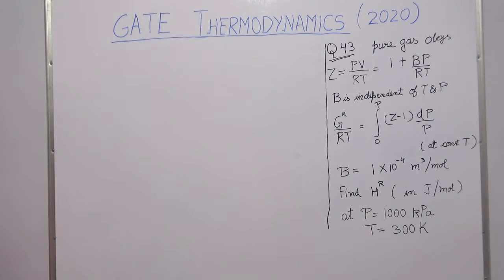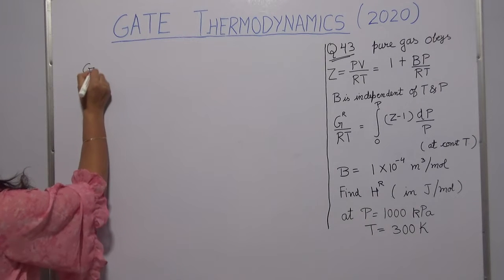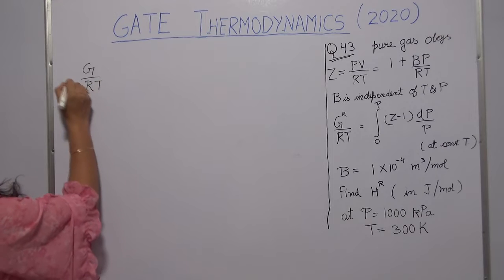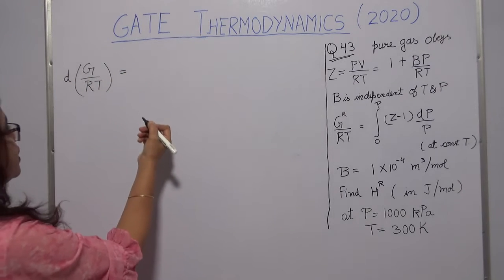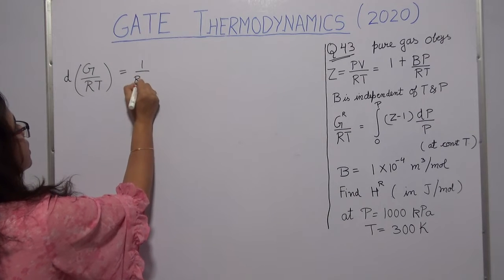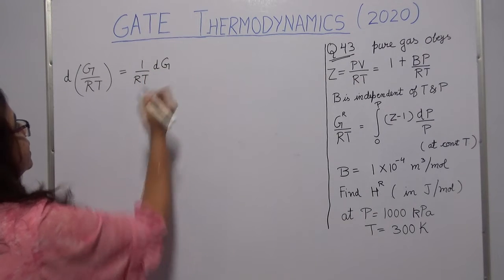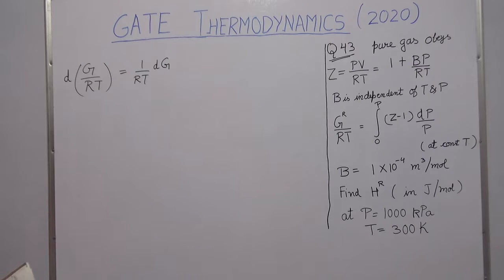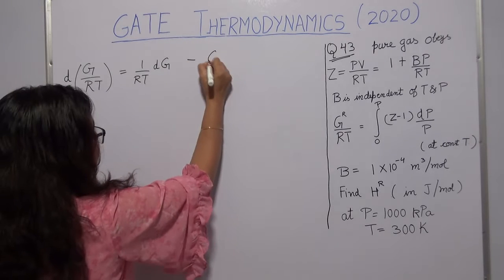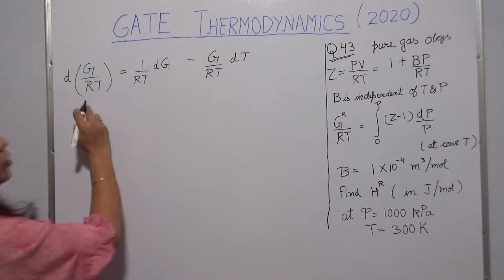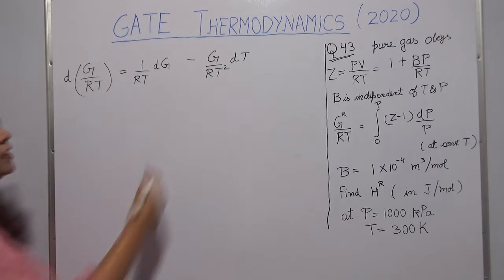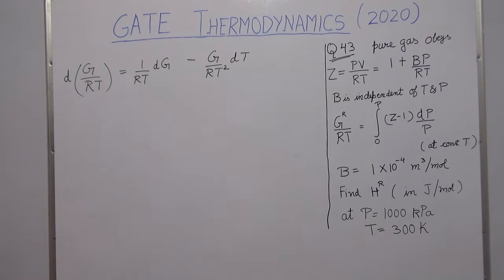So the starting point of this problem is the equation which we often see. We have to write it like GR by RT, that is given. Let me take a differential of this. First I am going to differentiate by keeping RT constant, and I will write dG. Next I will keep G constant and I will differentiate T. So I get 1 upon T, it will be minus 1 upon T square dT. So this is my starting equation.